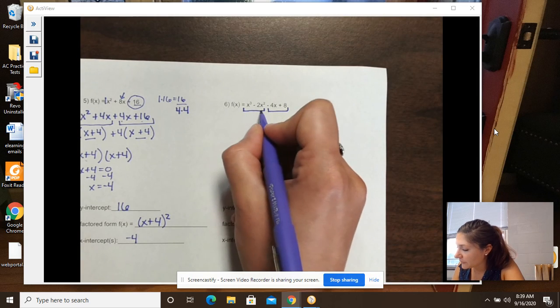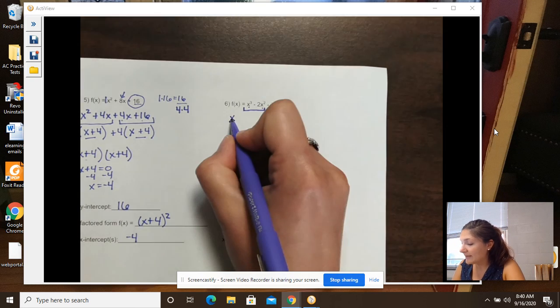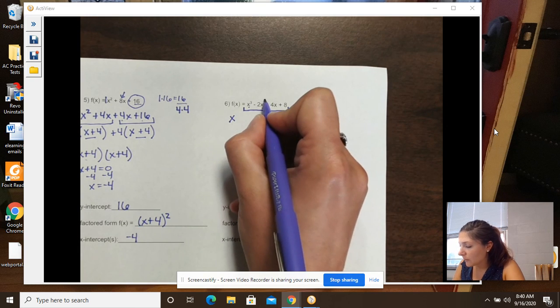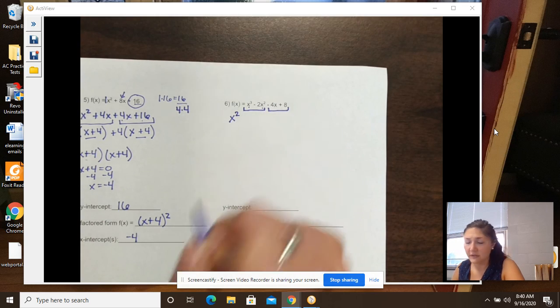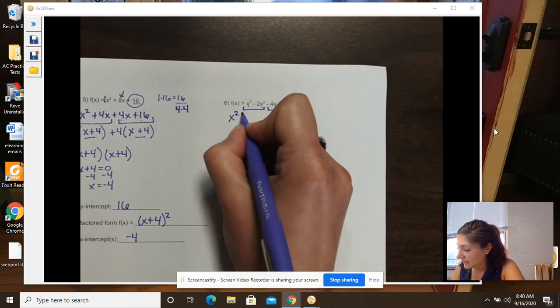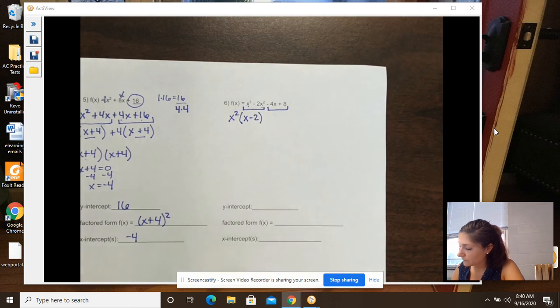My GCF for the first group would be each of these terms have an x. I'm going to pull out an x. And then remember, we can actually pull out whatever that smallest exponent of x happens to be. So in this case, that's x squared. So I'm going to pull an x squared out here. And then left over, I have x minus 2.